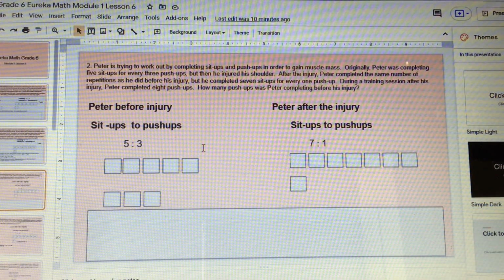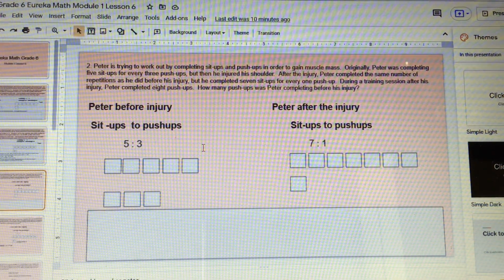Okay, number 2. Peter is trying to work out by completing sit-ups and push-ups in order to gain muscle mass. Originally, Peter was completing 5 sit-ups for every 3 push-ups, but then he injured his shoulder. After the injury, Peter completed the same number of repetitions as he did before his injury, but he completed 7 sit-ups for every 1 push-up. During a training session after his injury, Peter completed 8 push-ups. How many push-ups was Peter completing before his injury?